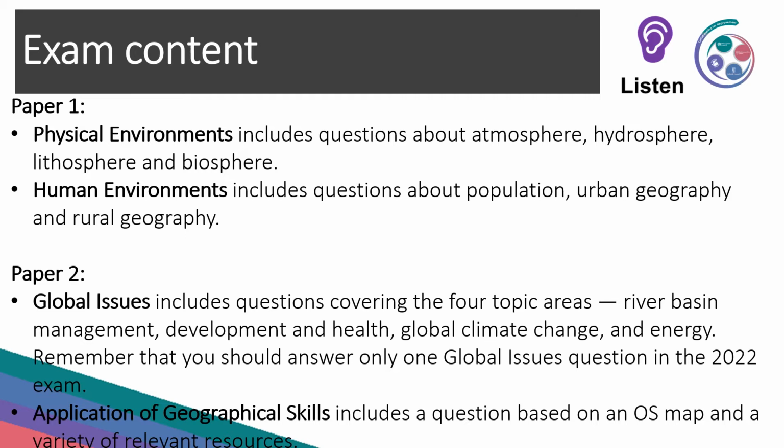It consists of a global issues question. Normally you have to do 2. This year in 2022 you only have to know 1 global issue, and typically your teachers will have only taught you 1 global issue, so make sure that the one you answer is the one you've been taught. And then we'll have an application of geographical skills question or a map based question. It's not just the map that's important, there's also information in the sources in that question, but we'll have a look at that one shortly also.